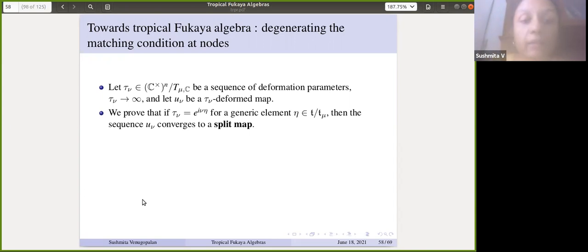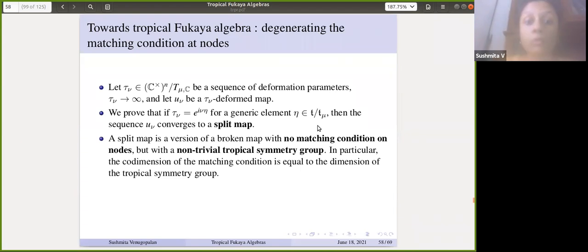We require a small additional condition in that we require the deformations to happen in a generic direction. So we take a generic element of the Lie algebra of the torus and require tau to move to infinity in that generic direction. If we do that, then we claim that the sequence of deformed maps converges to a split map, which we now define. So what is a split map? It's a kind of a broken map, but with no matching condition at nodes. This is exactly what we wanted. We wanted to get rid of the matching condition.